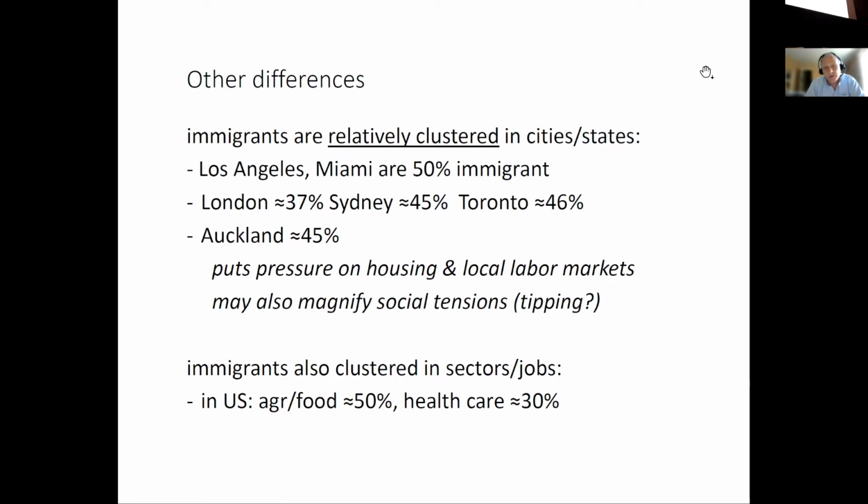Immigrants are also clustered in particular jobs. In the US, agriculture and healthcare are two big ones. And to some extent, I suspect that same pattern is true in New Zealand.